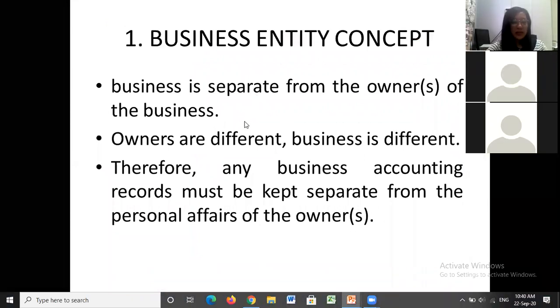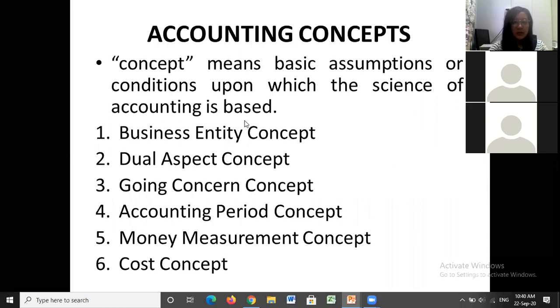Yes, good morning, class. Today we will talk about two topics. First is accounting concept. Second will be accounting conventions. We will start off with the first topic.